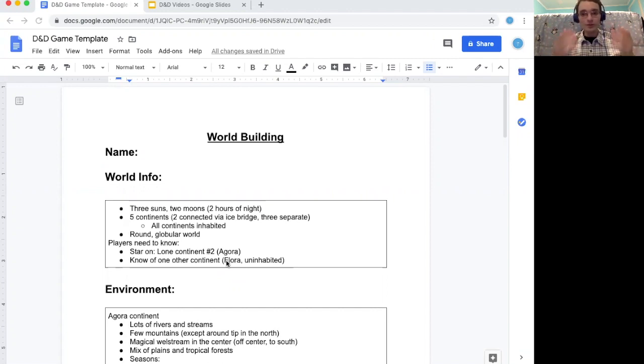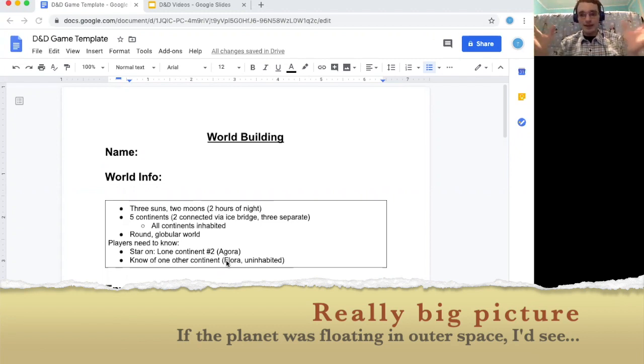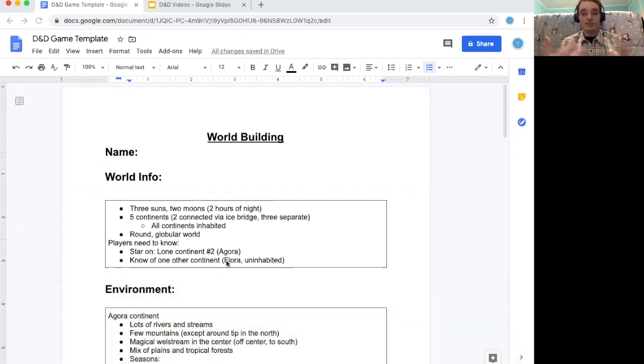So when I start with building a world, the first thing I think of is what is the really, really big picture. In this case, I start with the star system. So 3 suns, 2 moons. I'm not going to go to other planets. Then let's zoom in on the planet itself.